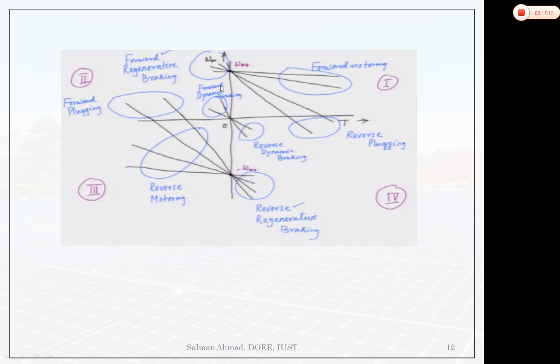Speed is positive in this quadrant but torque is negative, so we will call this forward dynamic braking. Here you can see the torque is positive but speed is negative, so the product will be negative. So this portion we will call reverse dynamic braking. Mathematically you can see all the modes of operation in this.